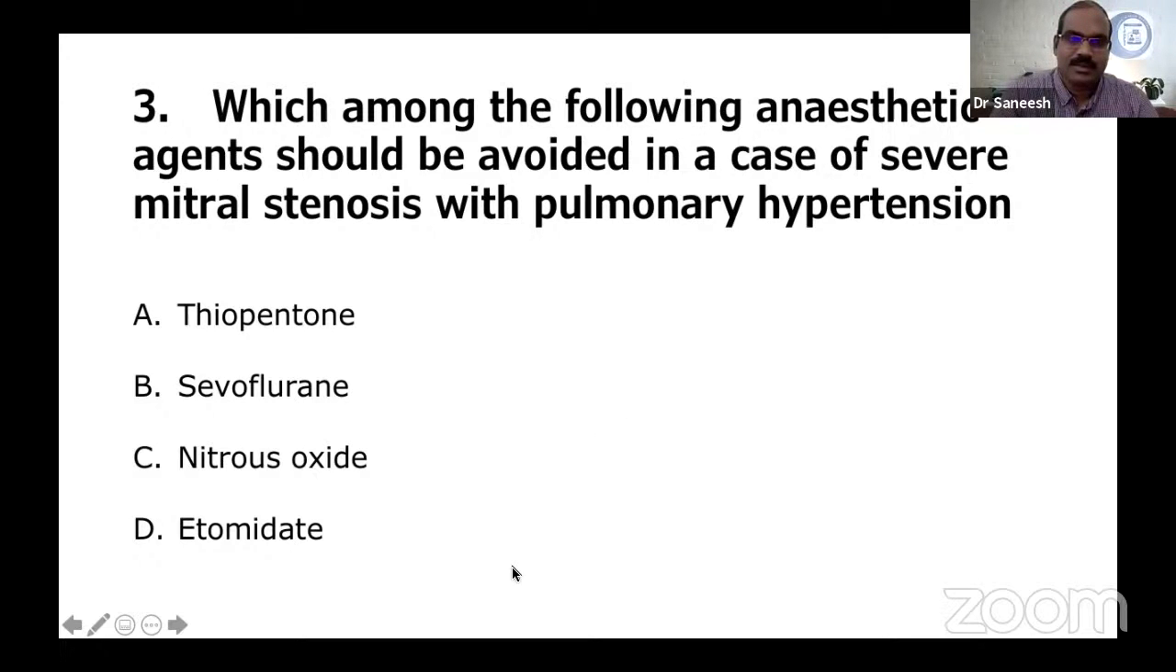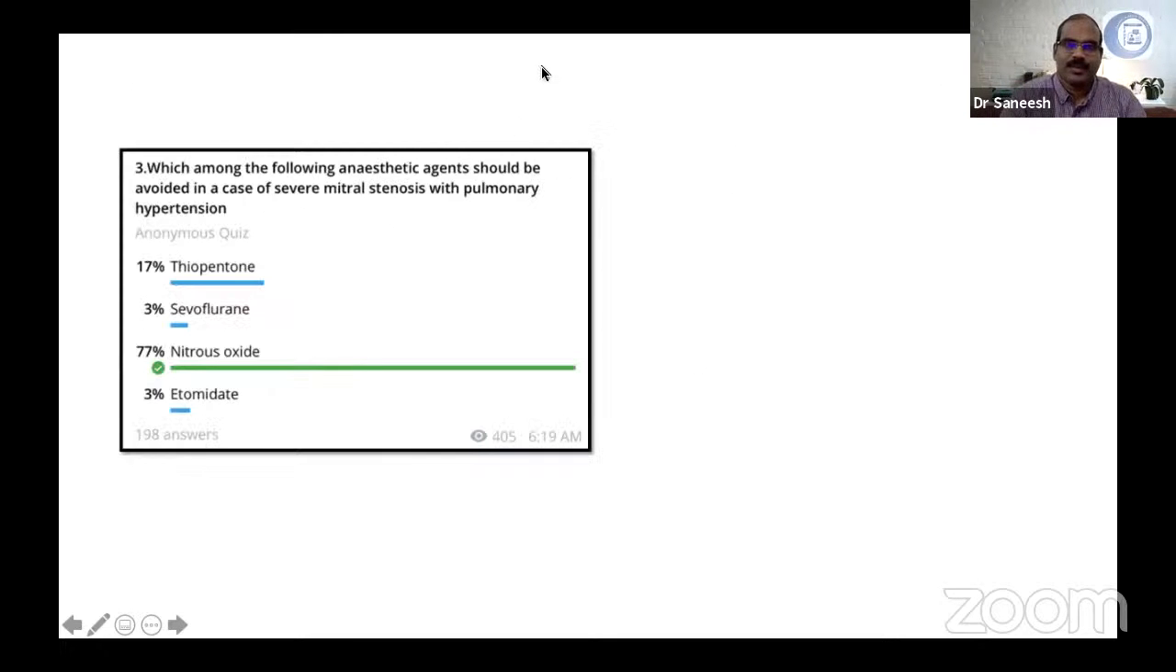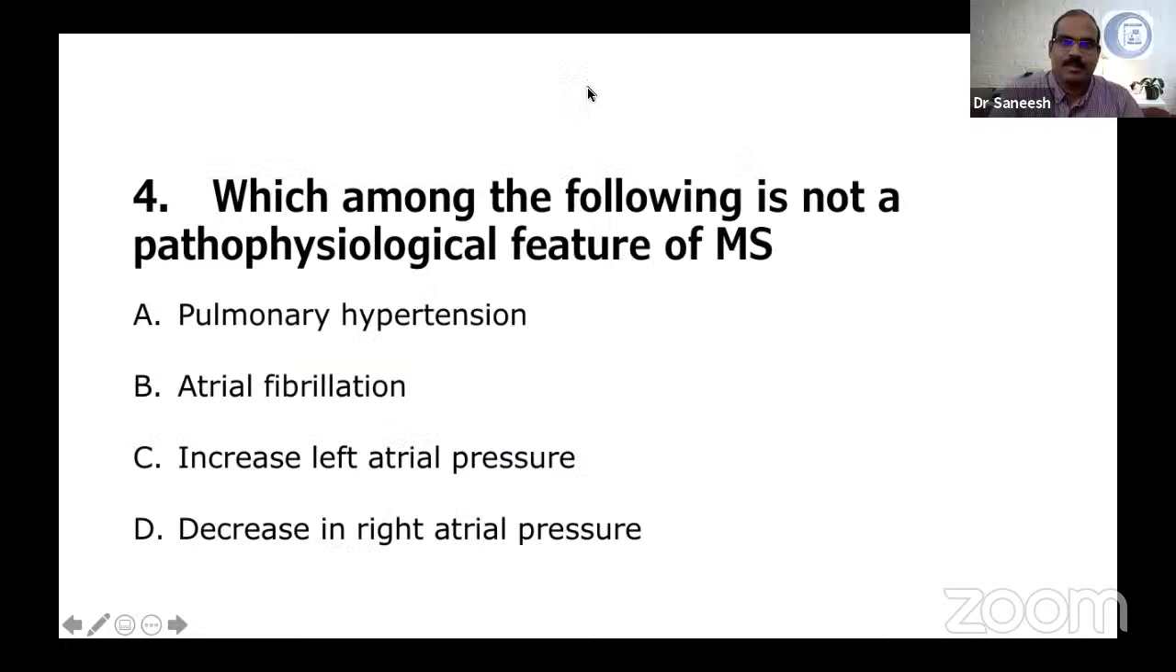It's a brutal majority. 95% says nitrous oxide should not be used. So this was our previous report, and this is the present poll report. This audience is doing very well. Excellent. So we have clarified this point along with the case discussion as well, because nitrous oxide increases the pulmonary artery pressure. That's the reason you don't want to give it.